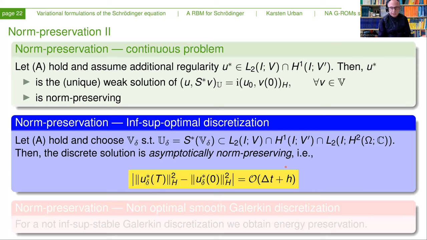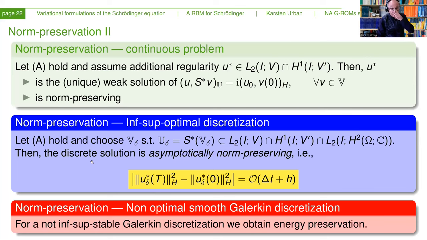Now you may say, okay, but I do insist on norm preservation. What can you do? Here's the second result. If you give up optimality, we can construct a Galerkin discretization, with the same trial and test space, which is non-optimal in the inf-sup case, but then we can prove inf-sup stability. So basically the message is there's no free lunch.